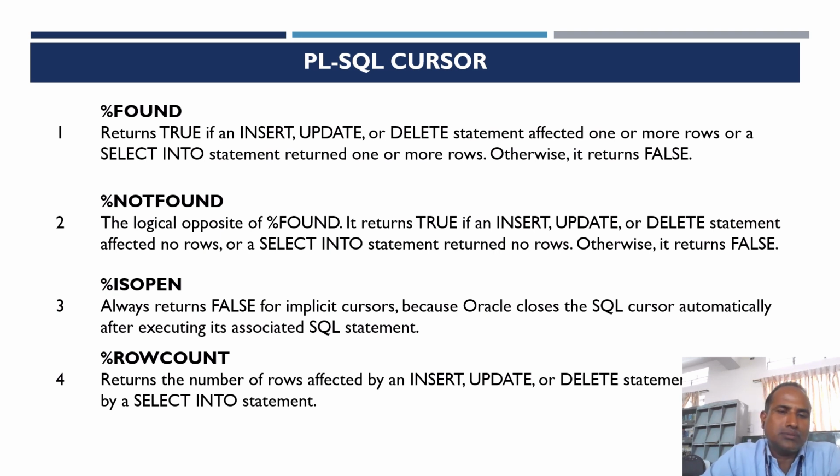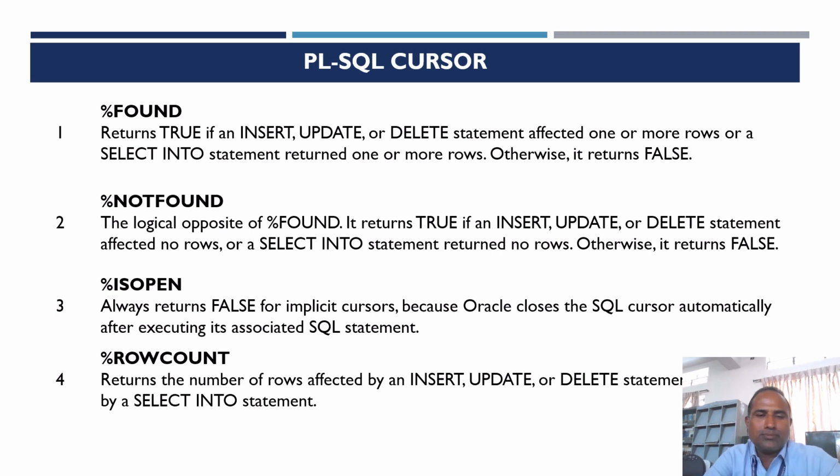The return value of this attribute is true or false. If any rows were inserted, updated, or deleted, it will return true. Otherwise, it will return false. %NOTFOUND is the opposite of %FOUND. It returns true if an insert, update, or delete statement affected no rows, or a select into statement returned no rows. Otherwise, it will return false.